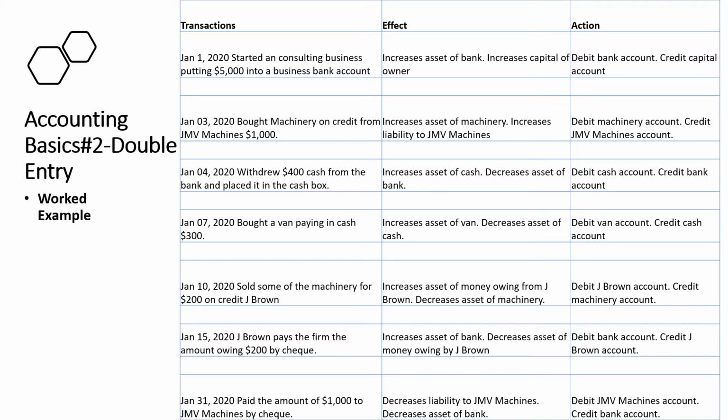January 31. Pay the amount of $1,000 to JMV Machines by check. Here we decrease liability to JMV Machines, and decrease asset of bank. Action: debit JMV Machines account, credit bank account.